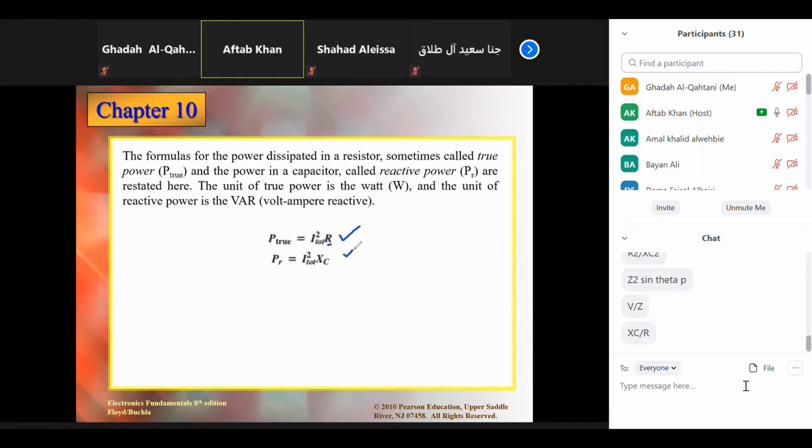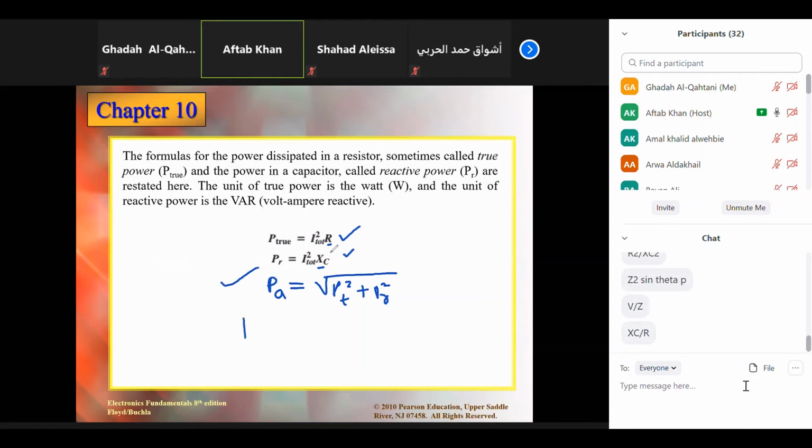Reactive power is associated with the capacitor, so we need a capacitive reactance here. Last is the remaining apparent power. I'm also writing that one: apparent power PA is given by the square root of PT squared plus PR squared. It is a vector sum of these two powers. This is not the only formula.